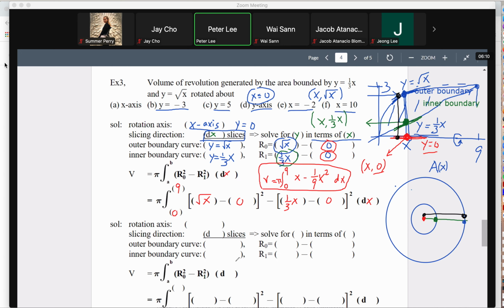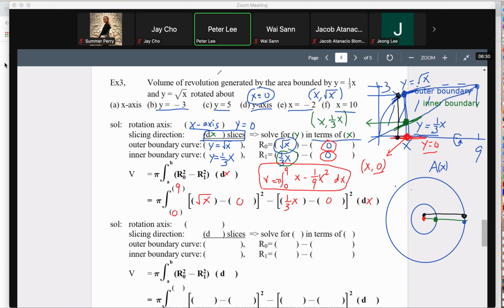And now let's look at example part B. Part B is now y equals 3. So this time, instead of this red line here, we now have y equals negative 3 over here.